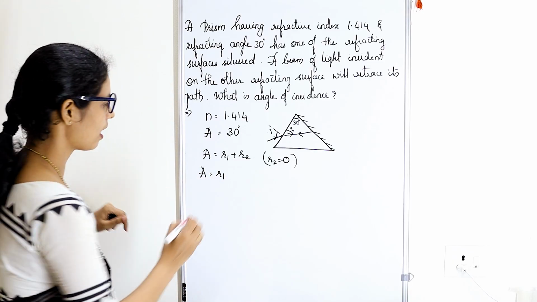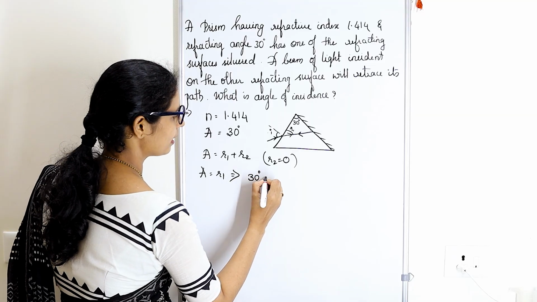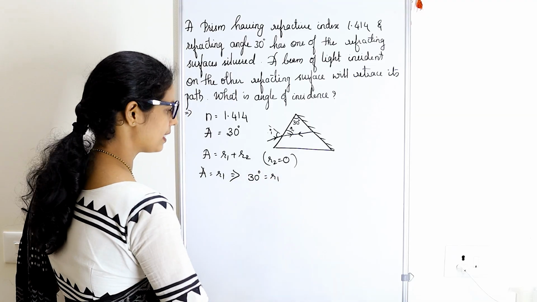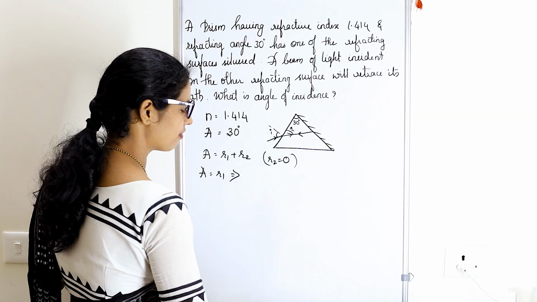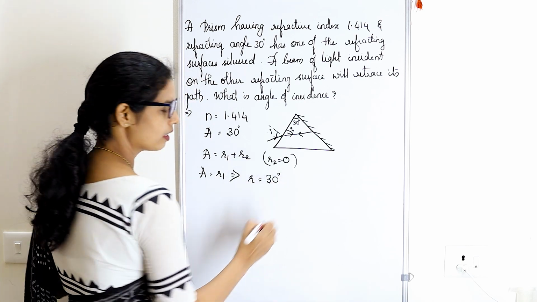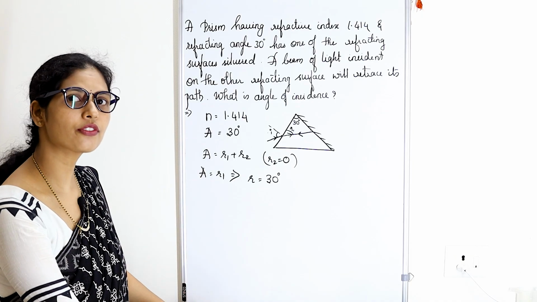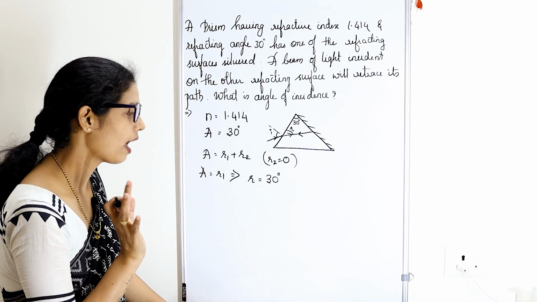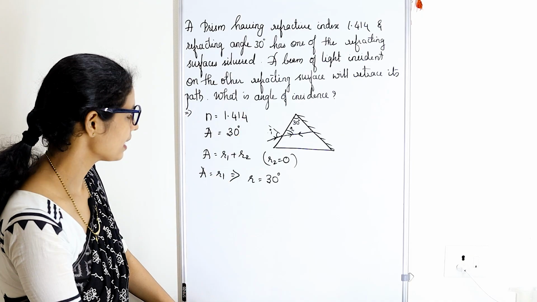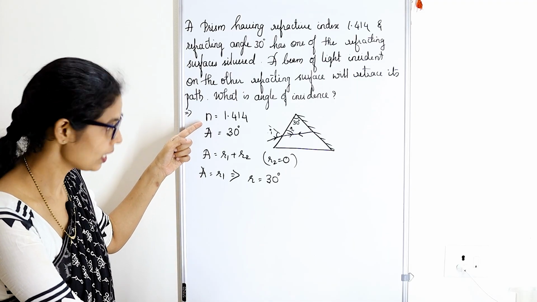What is the value for A? So A can be written as 30 degree equals R1. So basically what is the value of the angle of refraction here? So angle of refraction becomes 30 degrees. So you got the value for angle of refraction. Okay, you need to find out the angle of incidence. So you have the refractive index value as well.